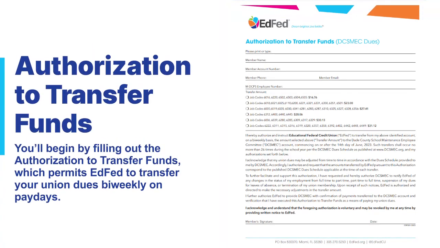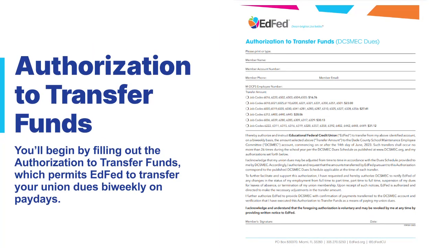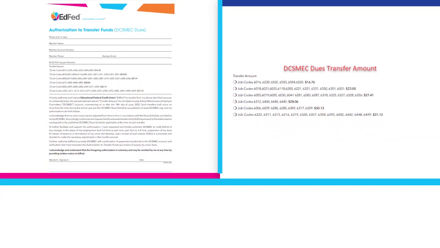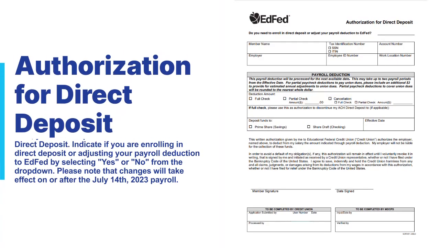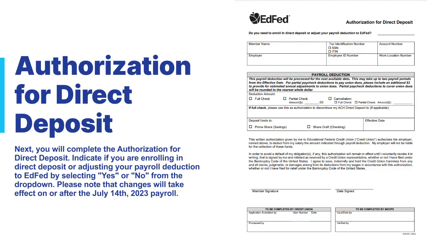You'll begin by filling out the authorization to transfer funds, which permits EdFed to transfer your DCSMEC dues bi-weekly on paydays. When choosing your transfer amount, select the option that corresponds with your job code, as this determines the amount of your union dues. Next, you will complete the authorization for direct deposit.